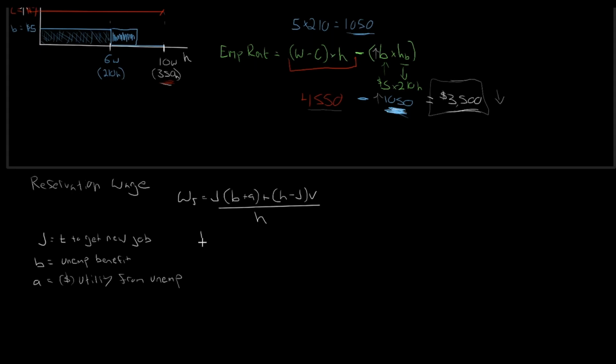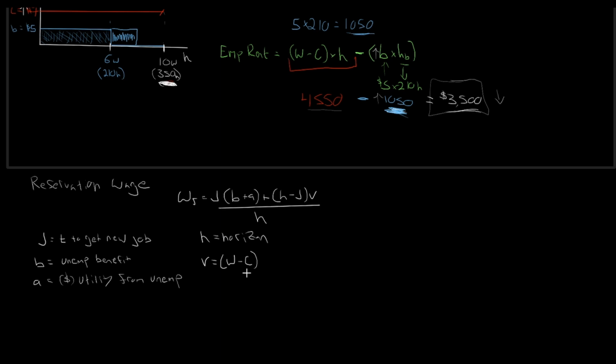Carrying on, H. H is our horizon. Like we had up here, 350 hours, 10 weeks, that's our planning horizon. That's the amount of time that we're willing to consider things over. J, well, we already talked about J. That's the amount of time to get a new job. V is going to be the average utility that we get from other jobs, and we could think about it as W minus C. That is the average wage rate that we get from another job minus the cost of effort on an average other job.